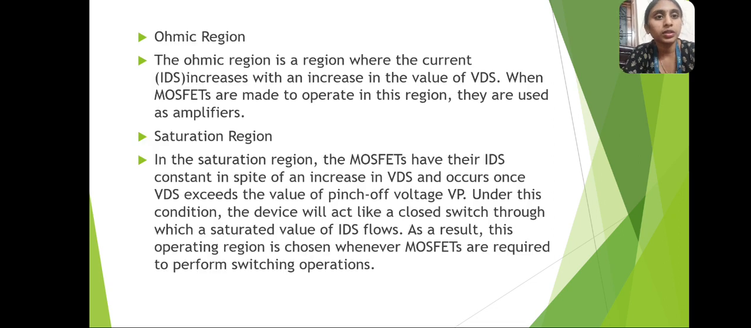Ohmic region: the ohmic region is the region where the current increases with an increase in the value of VDS. So ohmic is nothing but the current increase region. When the MOSFETs are operated in this region, they are used as amplifiers. So the ohmic region is operated as the amplifier.